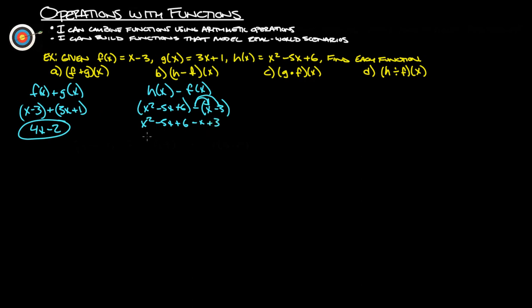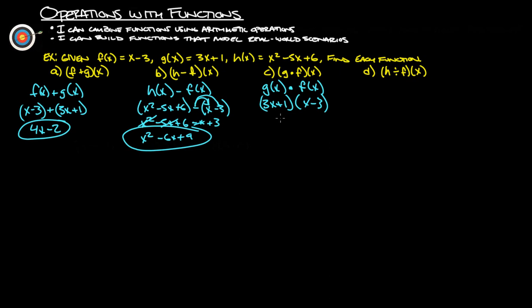Now we collect like terms. X squared, we've got negative 5x and negative x is negative 6x, and then 6 plus 3 gives us 9. So that's what h minus f of x will equal. Okay, g times f of x is g of x times f of x. So we've got g of x, which is 3x plus 1, times f of x, which is x minus 3.